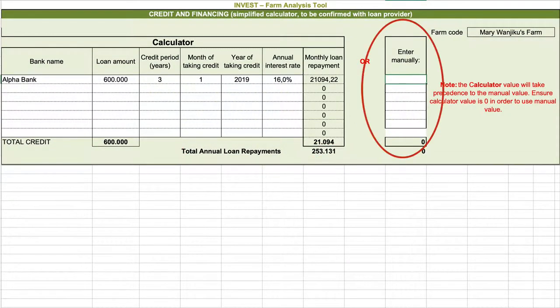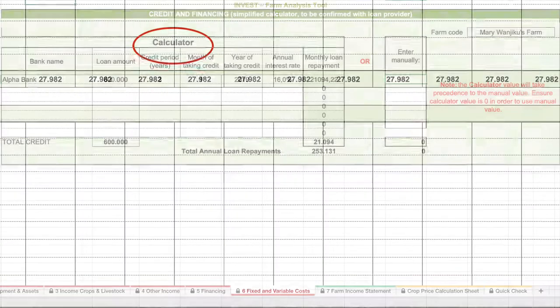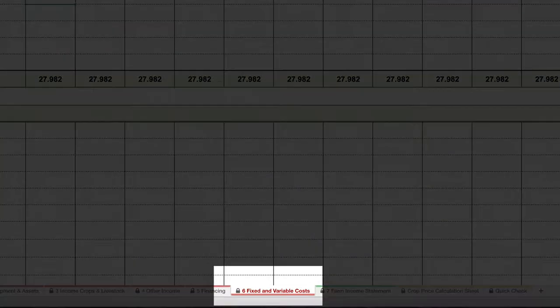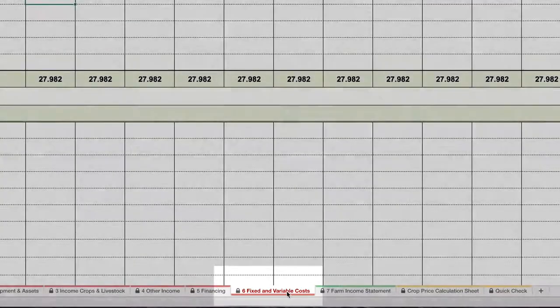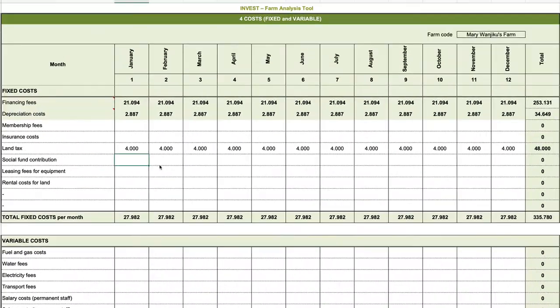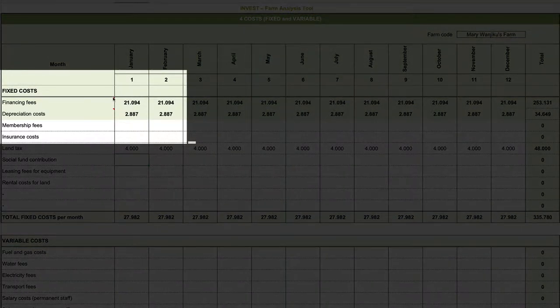You can use the manual calculator as well, however, it is easier to use the automatic calculator as we did just now. We are now dealing with the fixed and variable costs. Here we see that the financing fees have already been taken automatically from the financing sheet, the sheet number 5, and the depreciation costs from the equipment and assets sheet, which is sheet number 2.